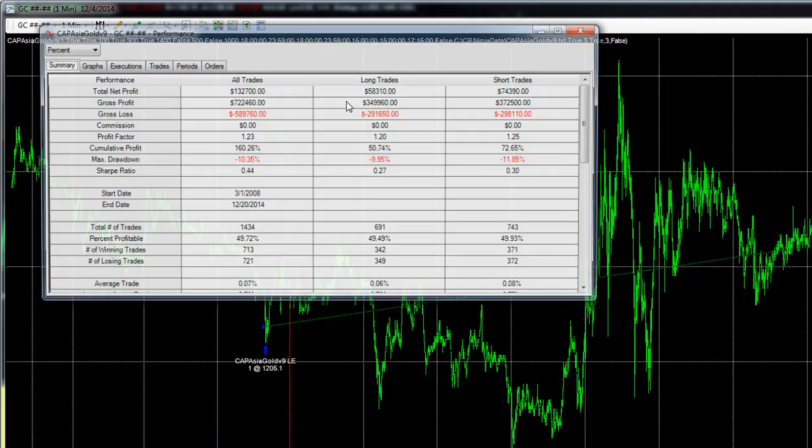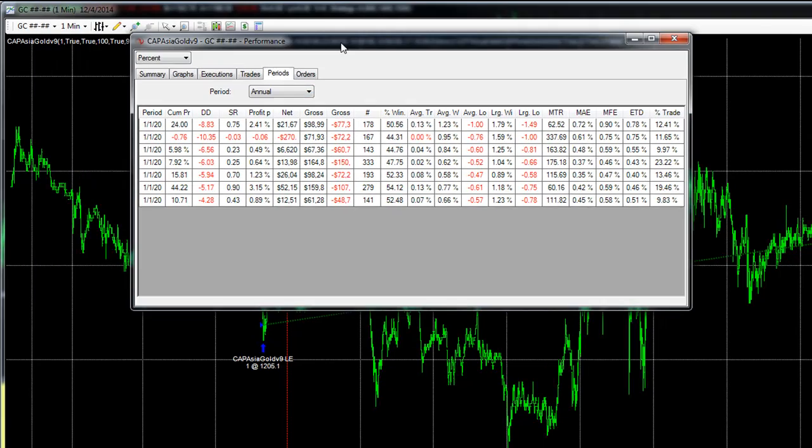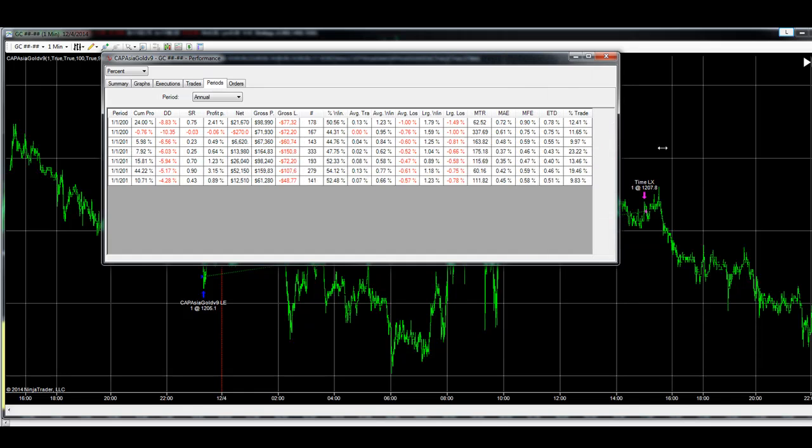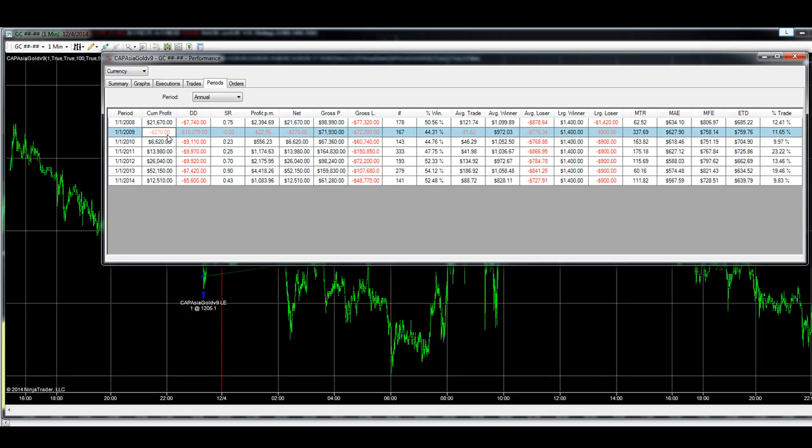We'll take a look at the results. Let's take a look on an annual basis here. Expand this out. Look at a currency basis. You can see since 2008 what it's done. One losing year in 2009. 2013 was big. This year is pretty good, and you see that average trade profit this year is 88. Average trade profit in the last 2 years was really high, 134 and 186.